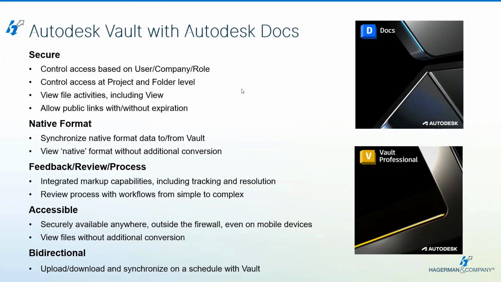You can control access within Docs based on users or companies or roles. You can control access to files at a project level or a folder level within a project. You can view what has happened to files, including when someone just looked at it. So if you want to know, did our customer actually look at this drawing before they said it was okay, you could actually go and see that, right? You can even grant public links to people if you want, and those links can have expiration, right? So you can say, we want to make this public for just a little bit because it's low risk, but we want to make sure it's not available forever.